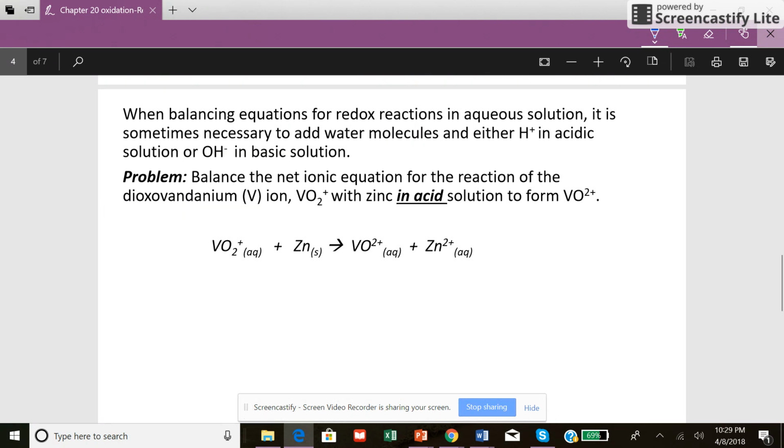A lot of the time, the equation that you will see is not going to be that simple, because the reaction usually is either going to be acidic or basic. Acidic, how do you know? You have to have H plus. And basic, how do you know? You have to have hydroxide.